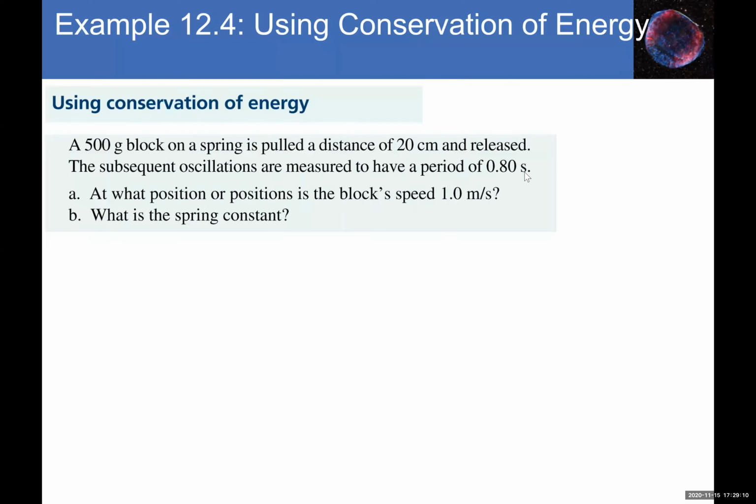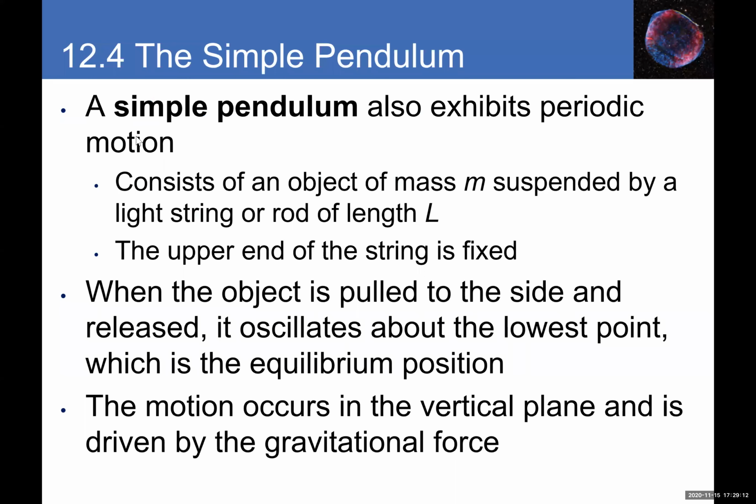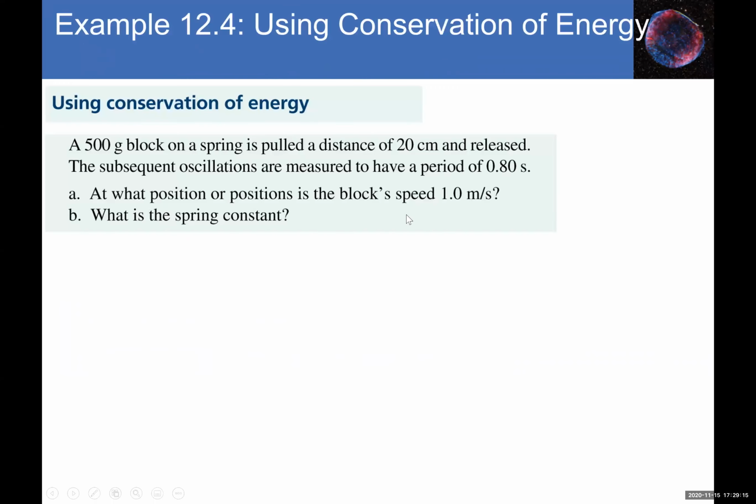All right, so some information that we're given. We are given the mass, and we are given an amplitude of 0.2 meters, and then the speed, 1 meter per second. Also the period, which is 0.8 seconds.